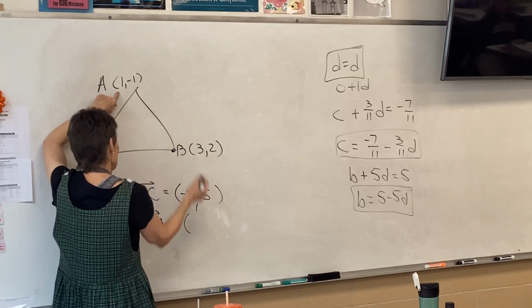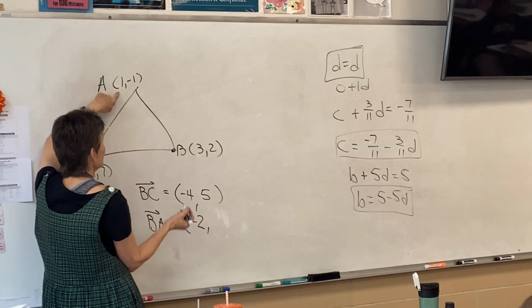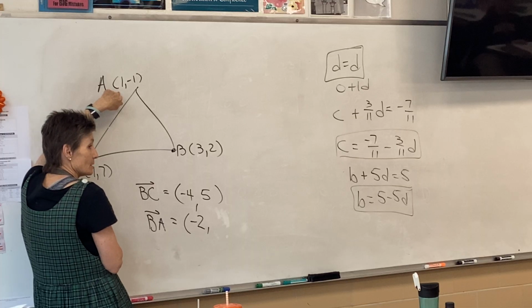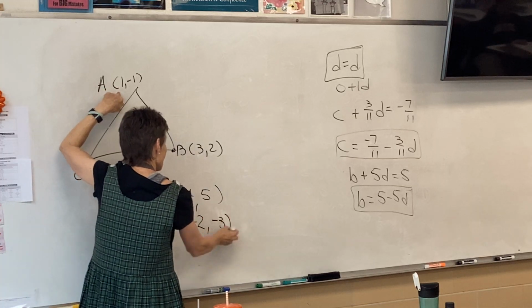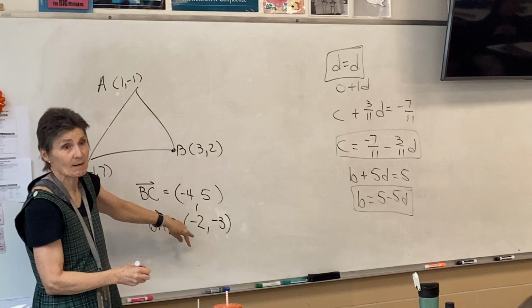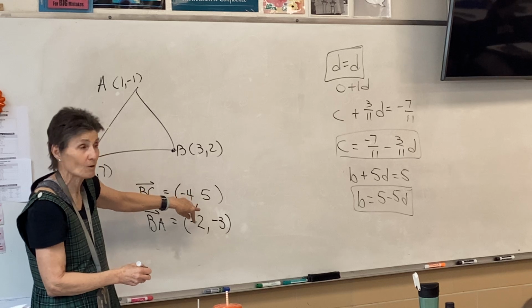That's 3 to 1. -2, gotta have a direction, positive or negative. And then 2 to -1. Down 3. Okay, if you don't get these numbers right, you won't get the answer right. So does everybody follow where those came from?